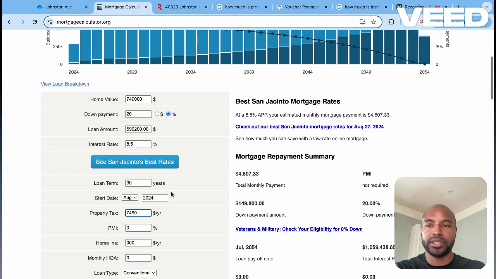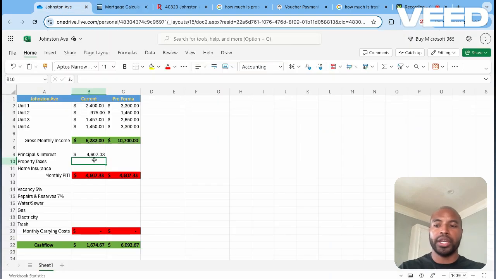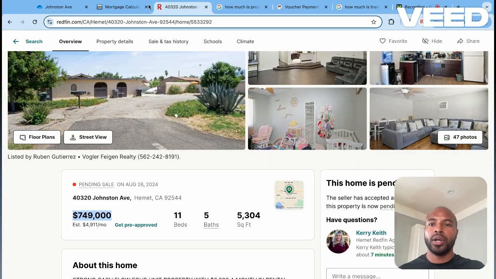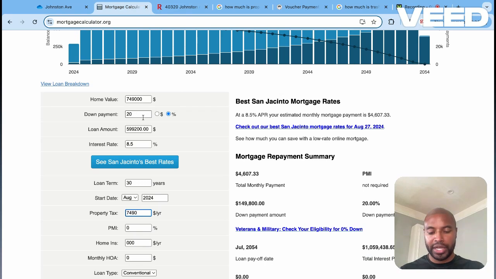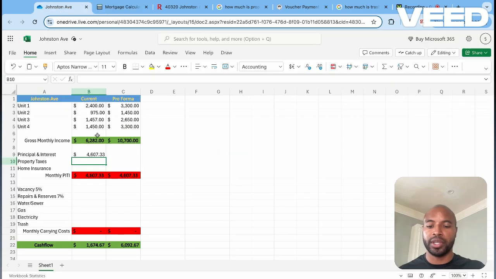We go ahead and get that into the system. And then we go ahead and also transport that over into our monthly financial statement. 7,490 divided by 12 is going to be $624 a month. 624 and some change, like 16 cents.